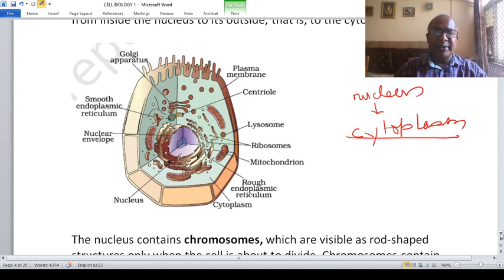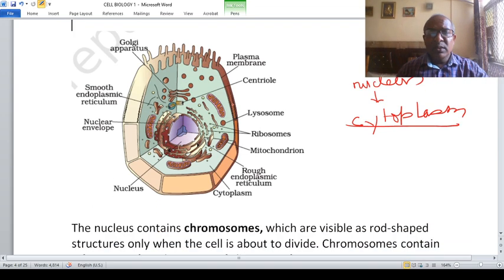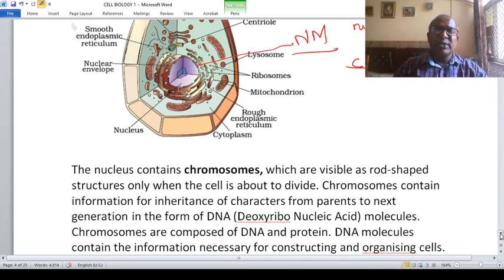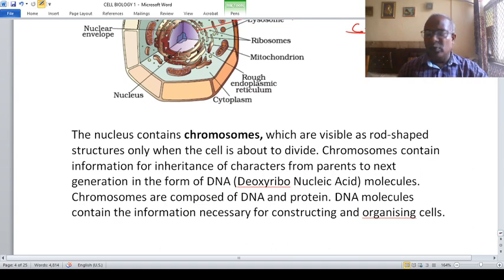Now if this is the diagram, take a look at the diagram. This one is the nuclear membrane. If I take this outer line, this is the nuclear membrane, NM. It has pores. Now inside the nucleus, you have the chromosomes.